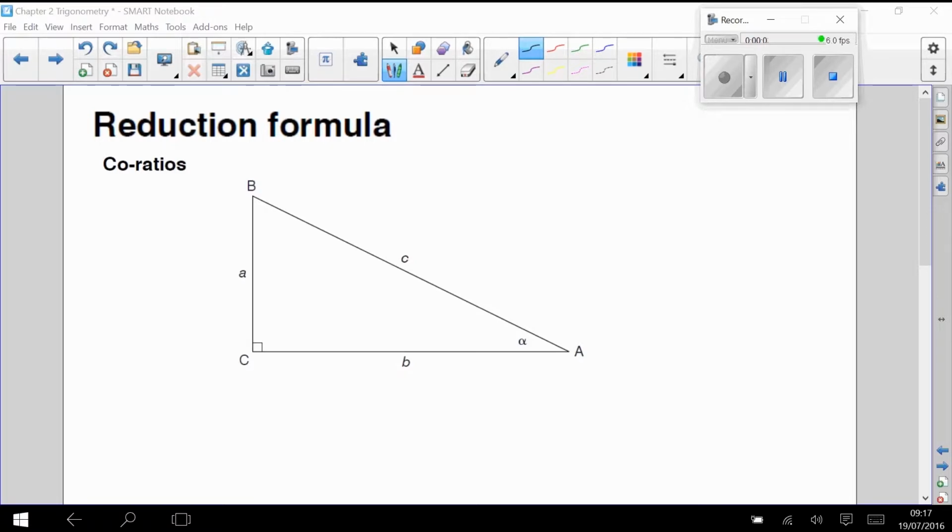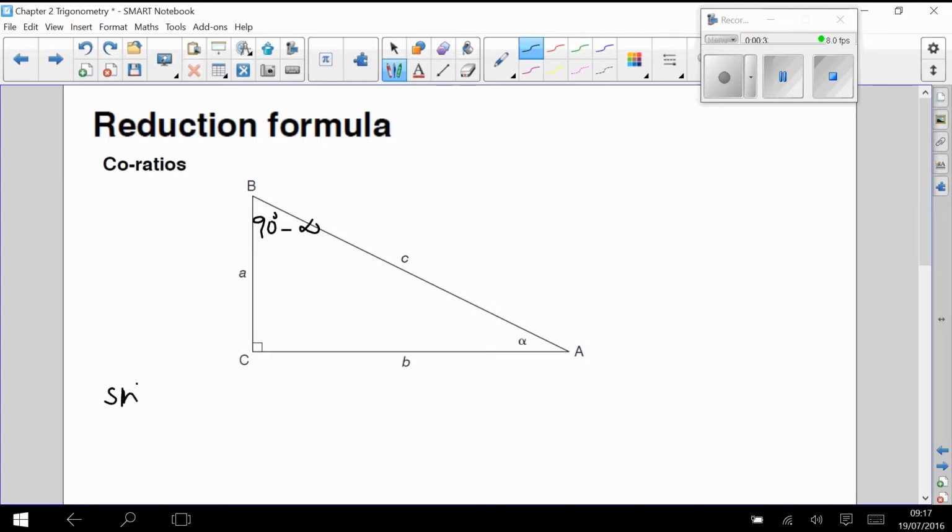If I take a look at this right-angled triangle, you can see that my right angle is at angle C. If angle A is alpha, then angle B must be 90 degrees minus alpha. If you now add up these three given angles, you will find that the sum of your angles is 180 degrees.